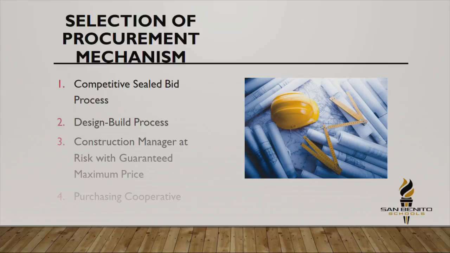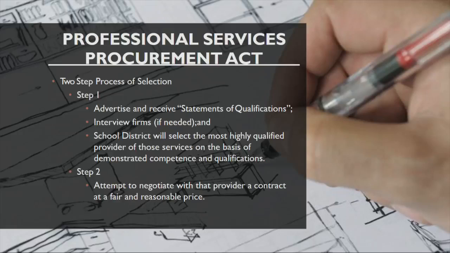The third approach is the construction manager at risk with the guaranteed maximum price. What this allows is for you to select your architect and the contractor that you're gonna have build the facility at the same time. And we're gonna talk about the benefits and the ups and downs of that. And the last one is a purchasing cooperative. Essentially, you've heard of the buy board, TIPS, these different interlocal entities. Usually those are not the best for more complex construction, but they're great for certain tasks, like if you're gonna replace an AC unit or paint some walls, things like that.